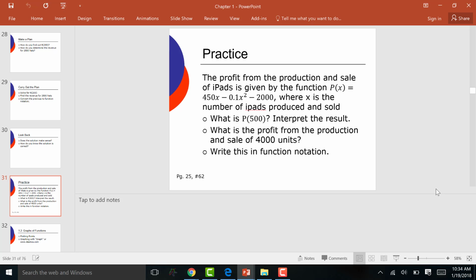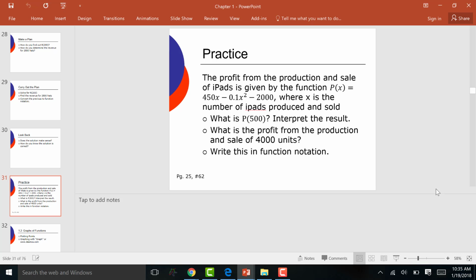Okay? All righty. So with that said, what's given? Tell me what they gave us. This is step 3. What's given? This is the number of items produced. X is the number of iPads. All right. What else? They gave you P of x equals 450x, the equation.